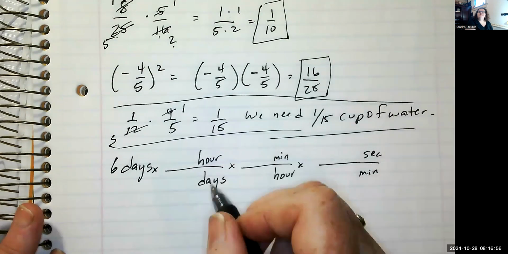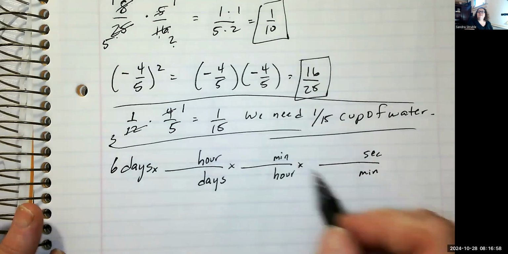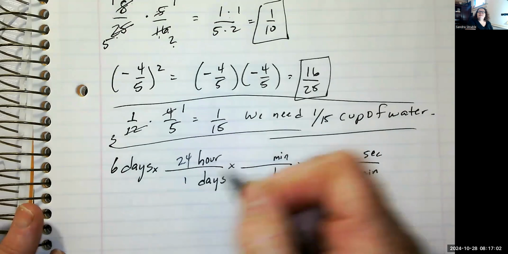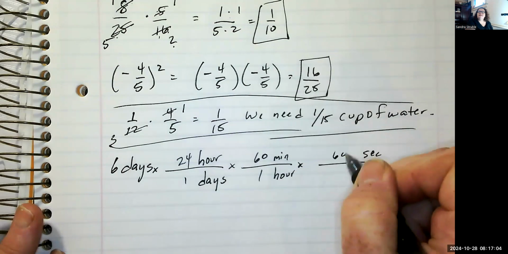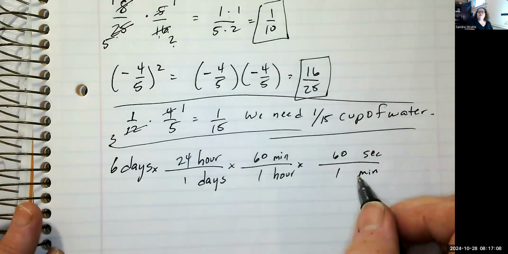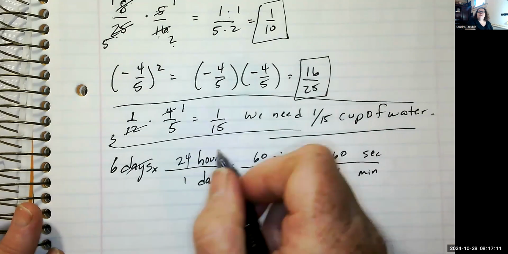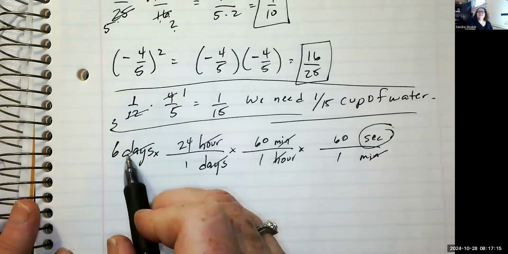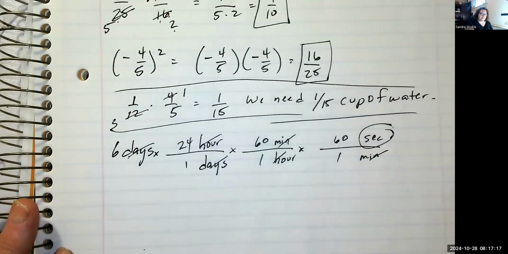And then once I get my units set up to where I know they'll cross out and leave me with seconds, that's when I plug in my numbers. 24 hours in a day, 60 minutes in an hour, 60 seconds in a minute. Multiplying straight across, our denominator is all 1. Days crosses out, hours is gone, minutes are gone, left with seconds, so we're golden. 6 times 24 times 60 times 60.